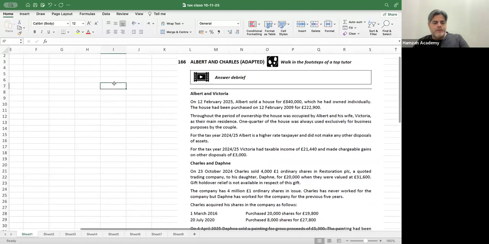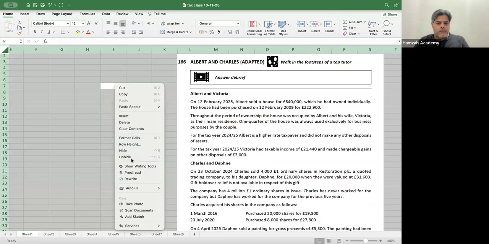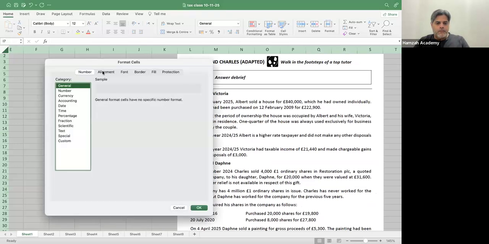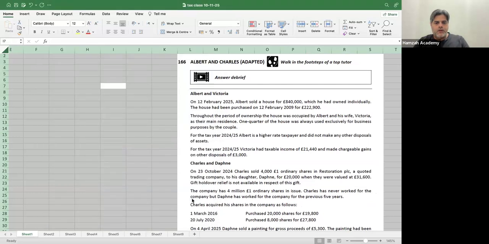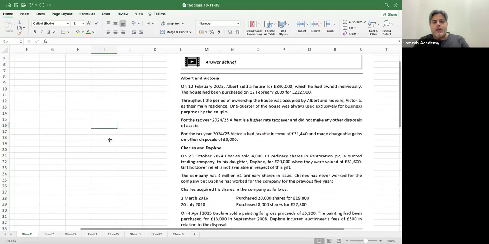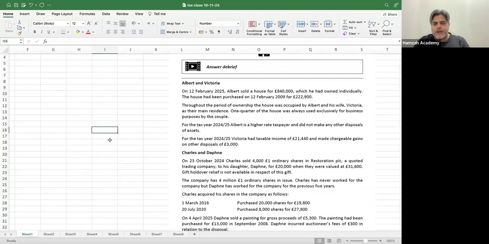First question over here, Albert and Victoria. On 12th February 2025, Albert sold a house for 840,000, which he had owned individually. The house had been purchased on 12th February 2009 for 222,900. So we have a disposal of a house over here, which was purchased back in February 2009.